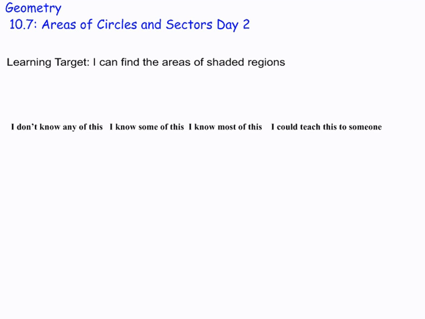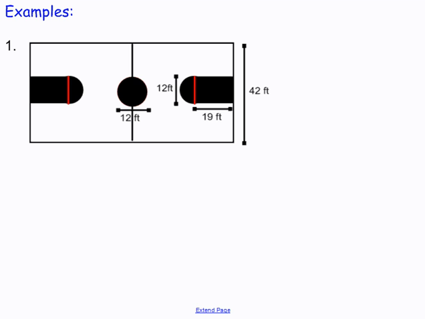So today we are going to be doing areas of shaded areas. If you take a look at our first example, we're going to be figuring out the area of the black areas. In the black area, I see this circle, and this semicircle, and another circle, a semicircle. So I have two circles there. I also have two rectangles.